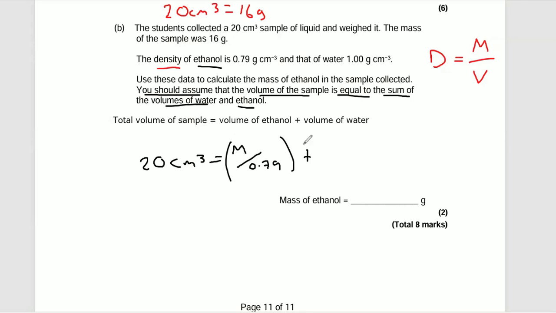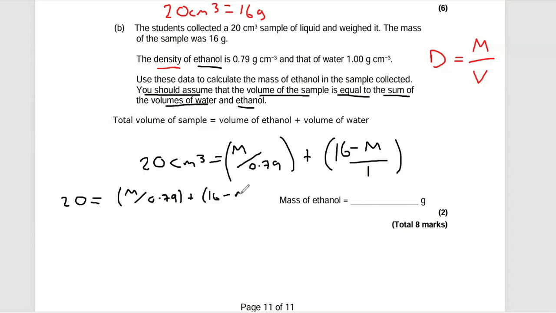And that means I can represent the volume of the water as 16 minus M, because the total mass is 16. So we know that if we take away M, the mass of the ethanol, we're left with the mass of the water. 16 minus M divided by 1, which is the density of the water, represents the volume of the water. Now we can simplify, because if you divide 16 minus M by 1, you get 16 minus M. So we can get rid of that 1, just throw it away. So we have 20 equals M over 0.79 plus 16 minus M.